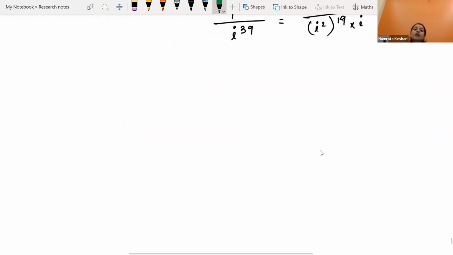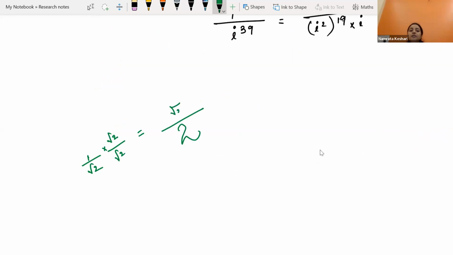Recall it, Ali and Alina. When you had 1 by root 2, you used to rationalize it by multiplying root 2 in the numerator and root 2 in the denominator. The denominator used to become just 2 and the numerator is this. You have learned rationalization, right? If it used to be like 3 plus root 5, then you used to multiply with 3 minus root 5. Are you able to recall these concepts, Ali and Alina?